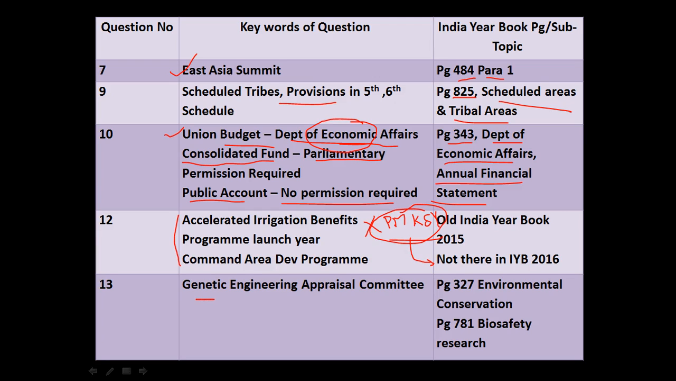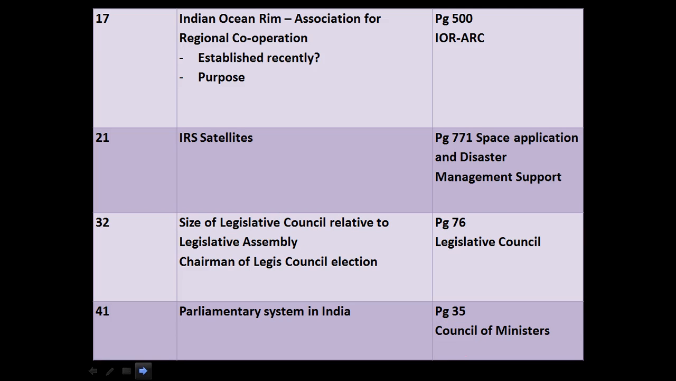Then we had one question about the Genetic Engineering Appraisal Committee. This answer is given in two places: one is biosafety research and one is environmental conservation. These questions are really niche questions, like you might get them somewhere in some book or some other source, current affairs and so on, but they are given clear cut and straightforward in this yearbook. So I guess it will be very helpful if you have gone through this book once or twice.